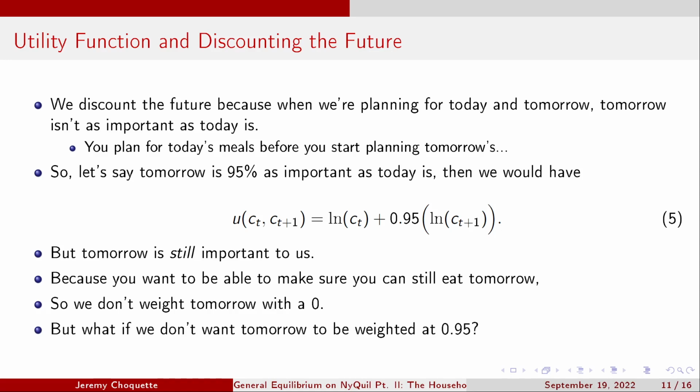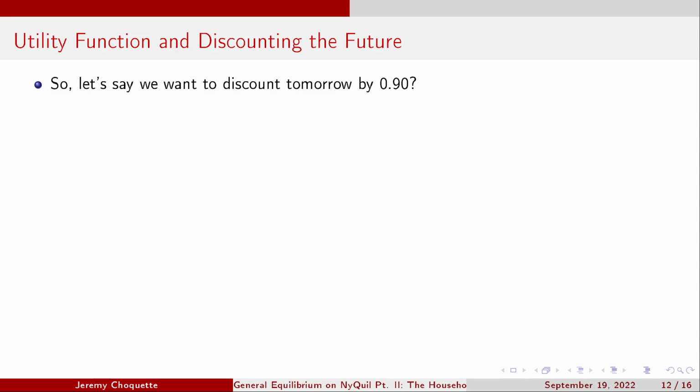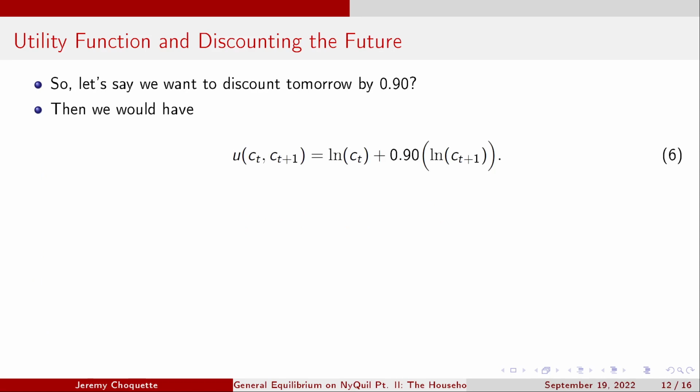But you want to also make sure that you're being fed today first, right? Cover everything today to then be able to deal with tomorrow. Now, what if we don't want tomorrow to be weighted at 0.95? What if it needs to be something different? What if you want it to be weighted by 0.90? Well, then this is what we would have.